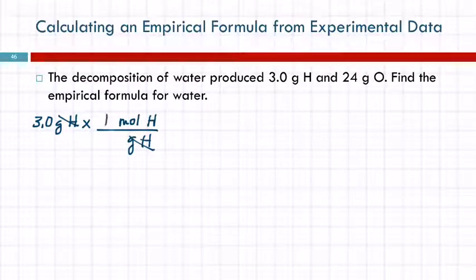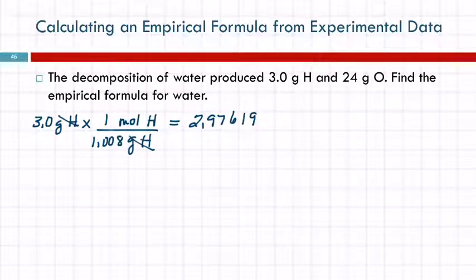And I get the number from the periodic table. The periodic table tells me that 1 mole of hydrogen weighs 1.008 grams. So I've got 3.0 divided by 1.008, and I'm going to end up with 2.97619, and it goes on. When you're calculating empirical formulas, you do not have to keep track of significant figures, but you do need to be careful. We are going to end up with whole numbers. But if you round things off, you're going to end up with the wrong whole numbers.